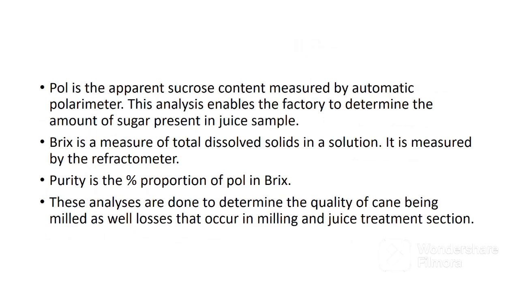Pol is the apparent sucrose content measured by automatic polarimeter, while Brix is a measure of total dissolved solids in a solution. It is measured by the refractometer. And purity is the percent proportion of pol in Brix. These analyses are done to determine the amount of sugar present in juice sample, the quality of cane being milled, as well as losses that occur in milling and juice treatment section.